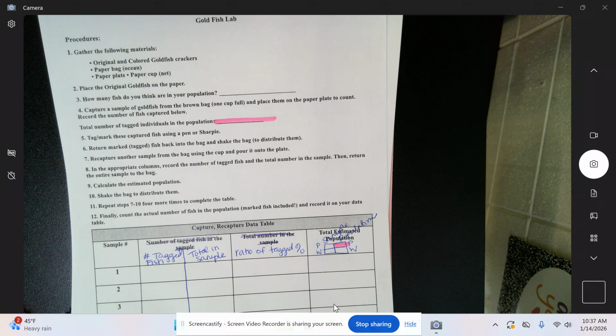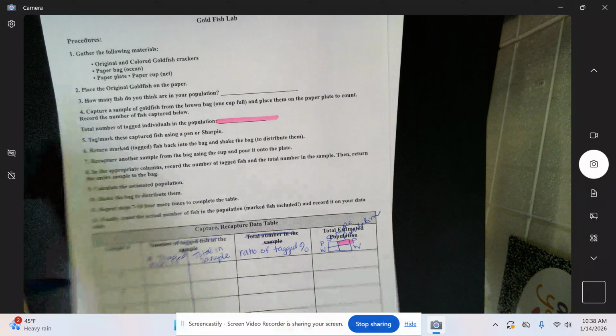Capture some more fish. Without looking, capture some fish, and you're going to spread them out. Not with your fist full of hands, just the ones that are in the cup. Quit rigging the system. That's a biased sample. All right? You're going to sort them by tagged and not tagged. And you're going to pay attention to this. You're going to record. This is your first sample. You're going to record how many fish had a tag, and you're going to record how many fish you caught in all.